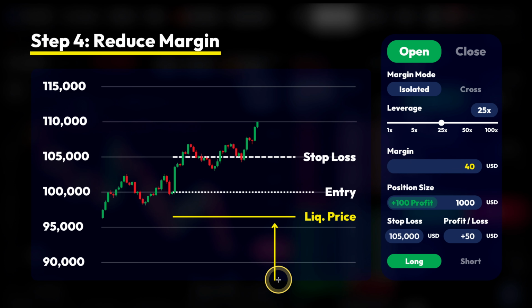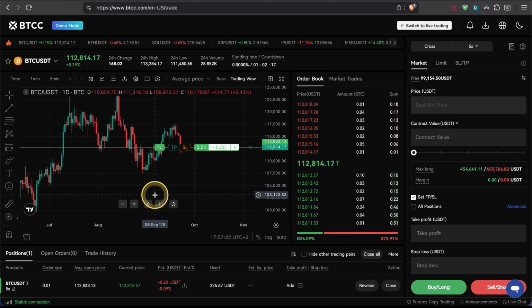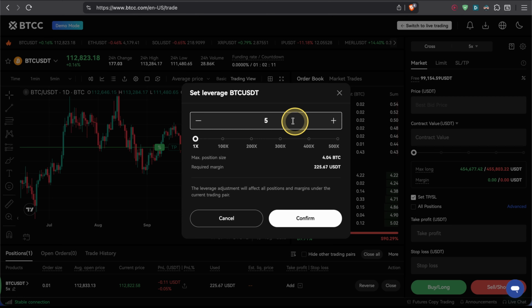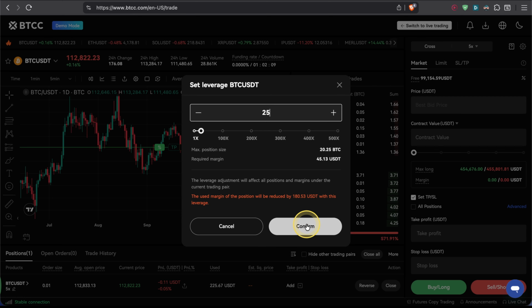One thing we also notice is that our liquidation price, of course, now increases to around $96,000 to $97,000. But in this case, it doesn't concern us because we've secured ourselves with a stop loss in profit anyways. To increase the leverage of an opened trade, I can simply go down here on this pen icon. And now I'm going to push this up to a 25x leverage and click on confirm.